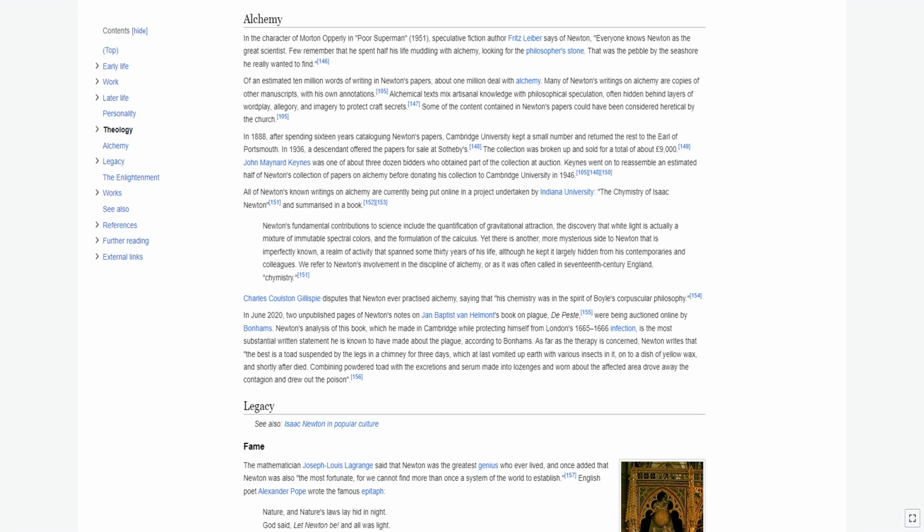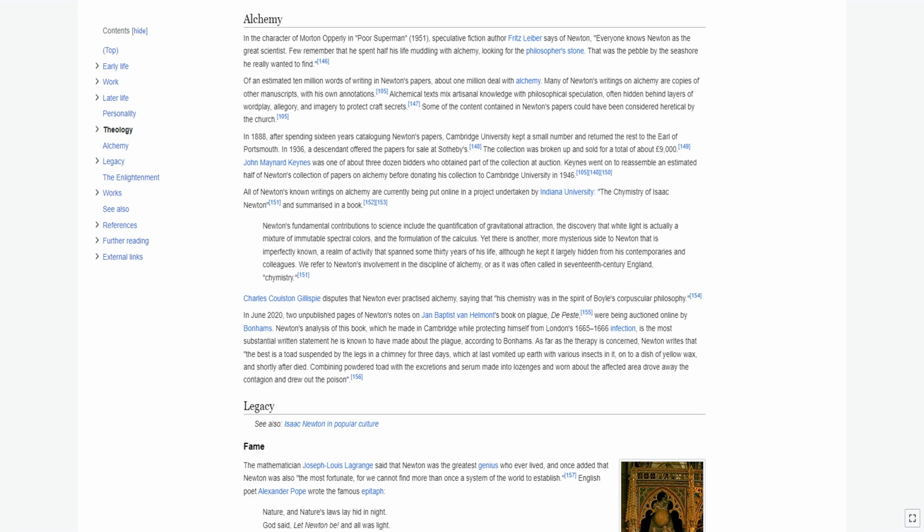Newton's fundamental contributions to science include the quantification of gravitational attraction, the discovery that white light is actually a mixture of immutable spectral colors, and the formulation of the calculus. Yet there is another, more mysterious side to Newton that is imperfectly known, a realm of activity that spanned some 30 years of his life, although he kept it largely hidden from his contemporaries and colleagues. We refer to Newton's involvement in the discipline of alchemy, or as it was often called in 17th century England, chemistry. Charles Coulston Gillispie disputes that Newton ever practiced alchemy, saying that his chemistry was in the spirit of Boyle's corpuscular philosophy.